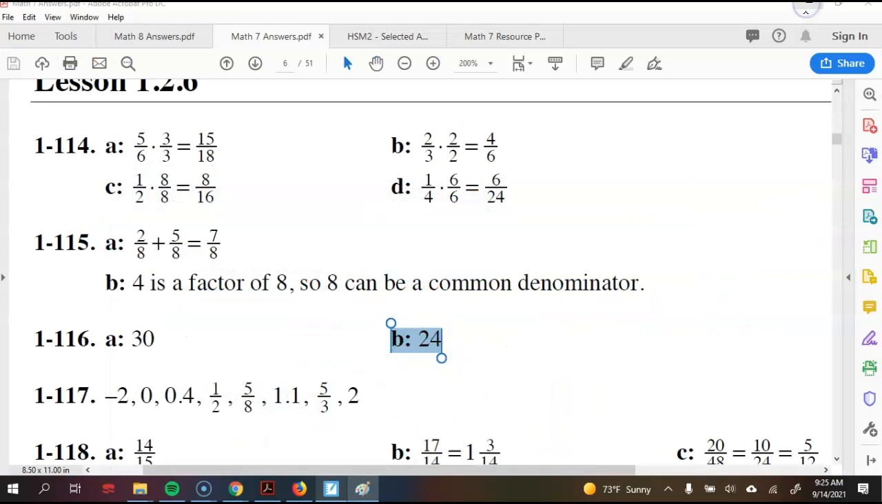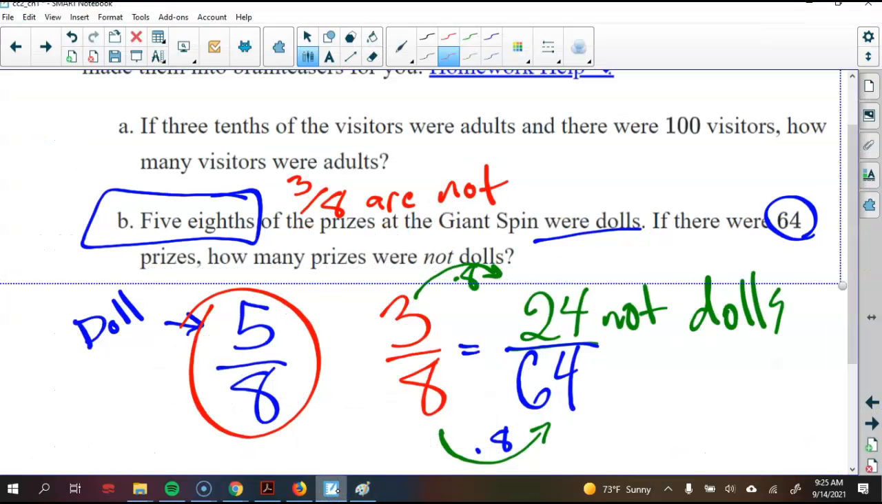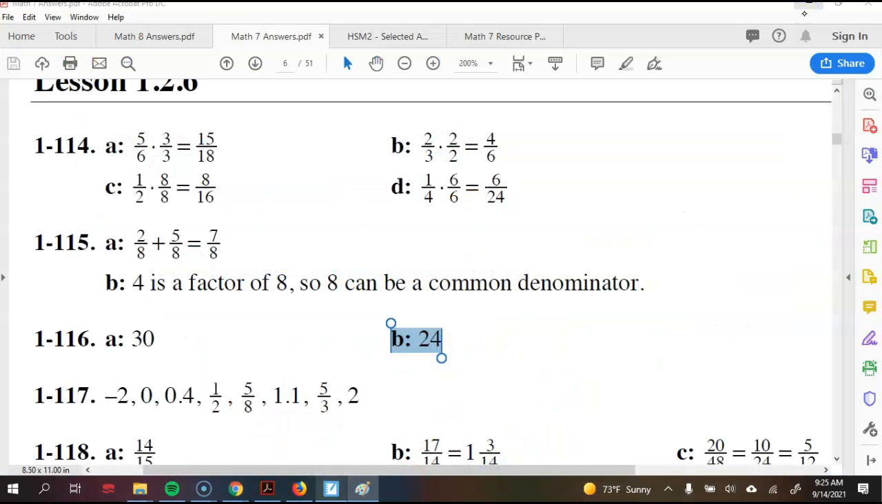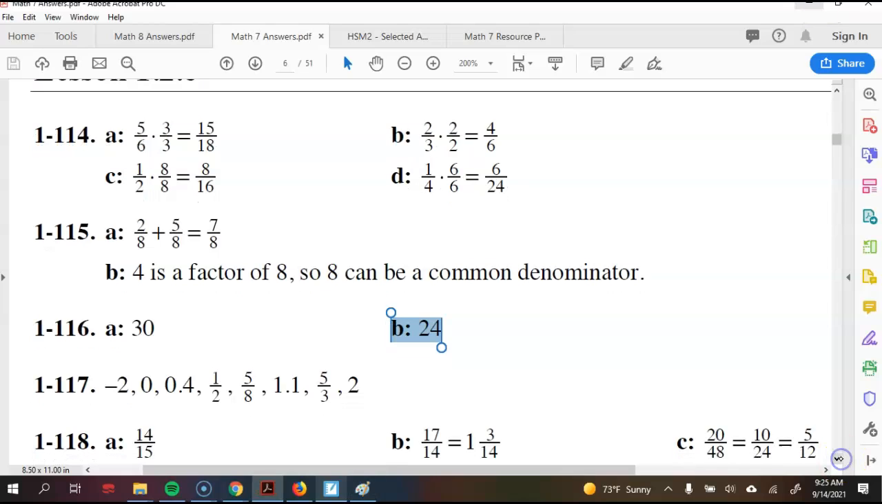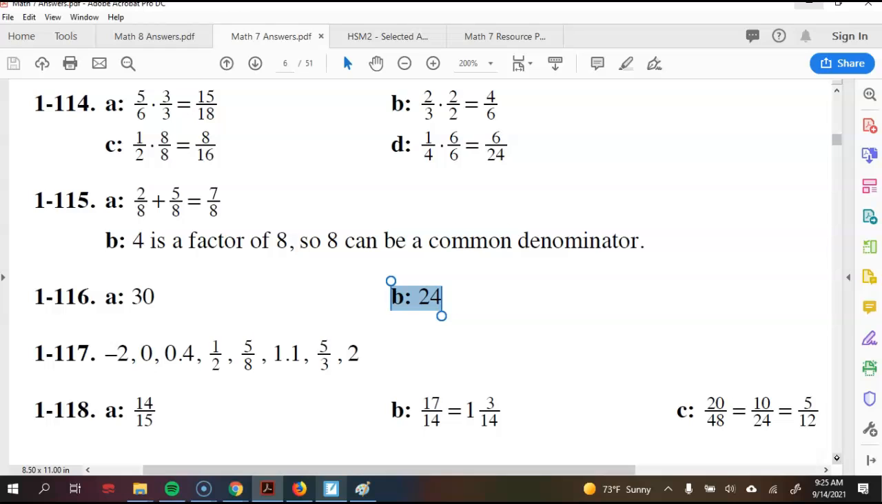Question. There are other ways to do it for sure. You could have solved the proportion 5/8 equal to something over 64. This would have been 40, and then you have to do a subtraction, right? If you get that 40 are dolls. Other questions? Let's check 117, 118.